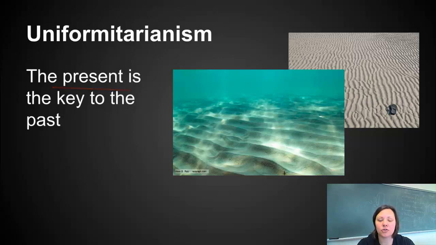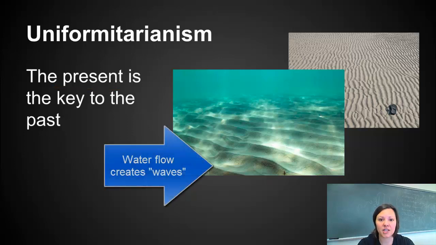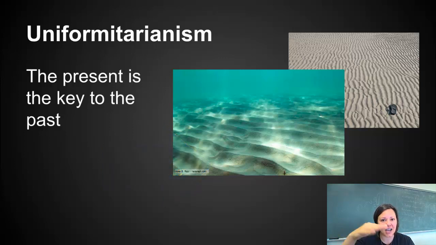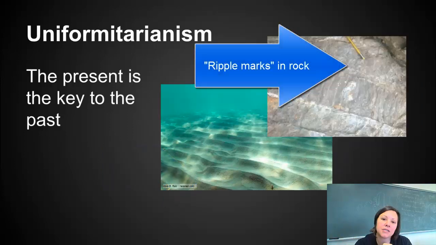So here we have the ocean. If you've ever been in the ocean and you've looked at the bottom, you see these ripple marks. You can see where the ocean current has pushed the sand and created this kind of ripple effect. It helps us understand not only what kind of rock it is, but what kind of environment it formed in.